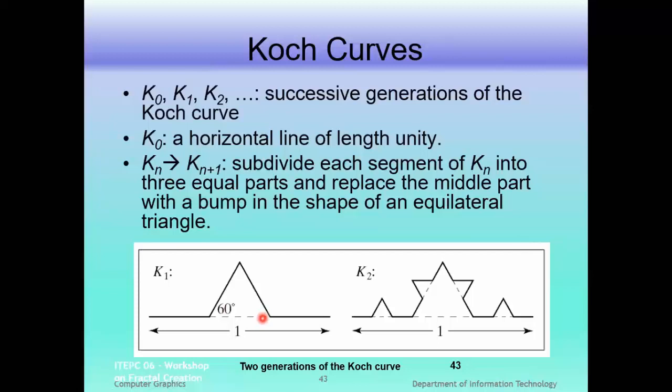This gives us a curve whose end coordinates are the same as those of the original segment, but which now has four equal length segments, each 1 by 3 the original length. So the new length of the curve will be 4 by 3 of the original length. We have to repeat this process for each of the four segments.